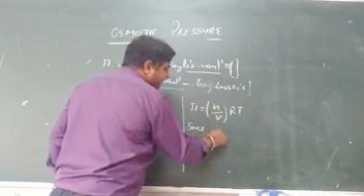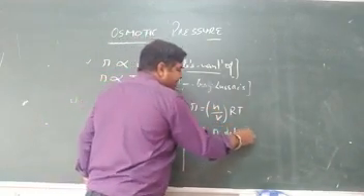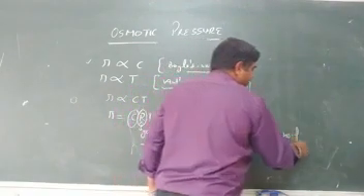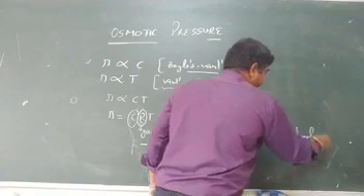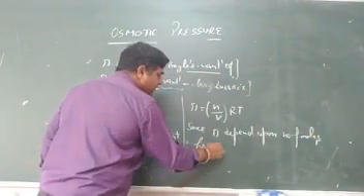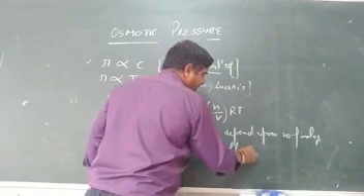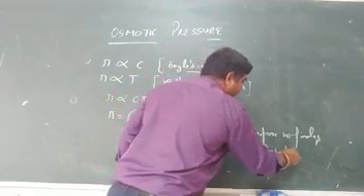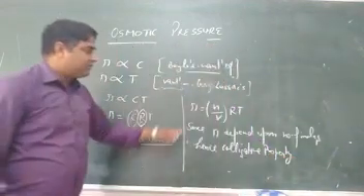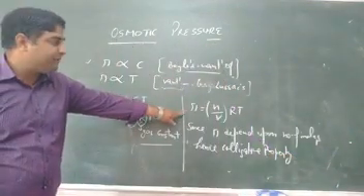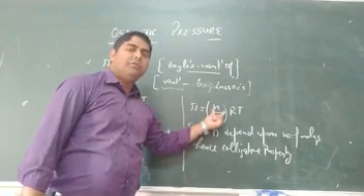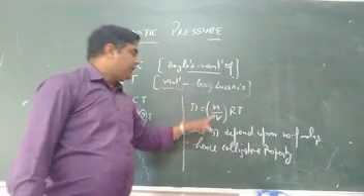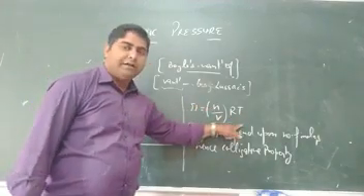Since pi depends upon the number of moles, hence it is a colligative property. So we have to keep in mind osmotic pressure is a colligative property because osmotic pressure depends upon the number of moles of the solute. So pi equals n upon V into RT.